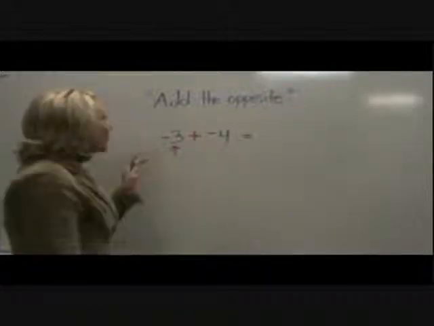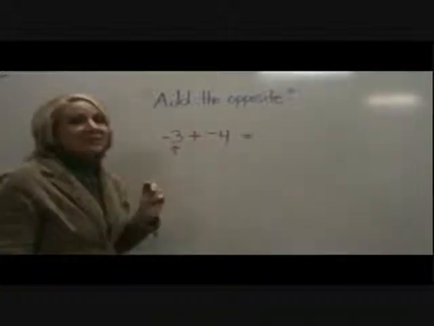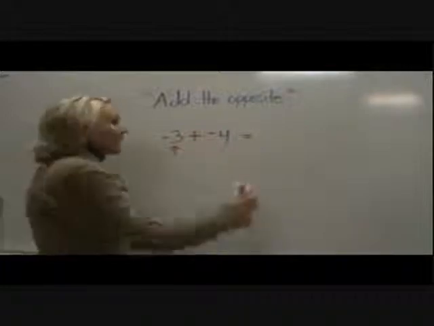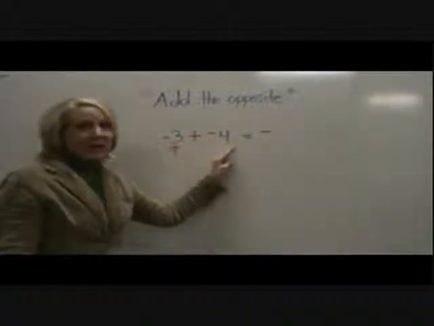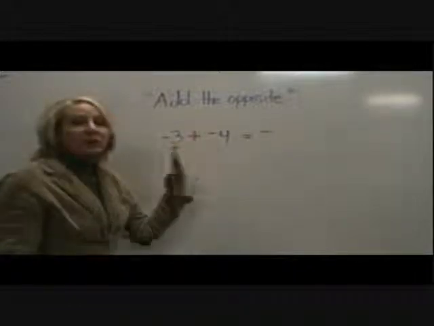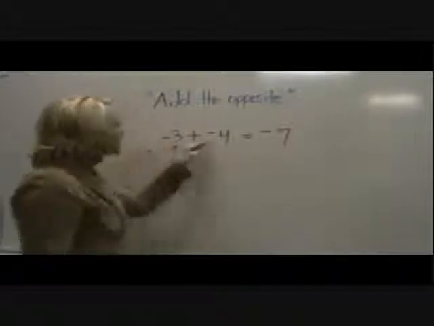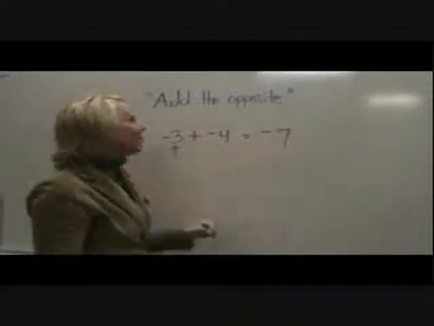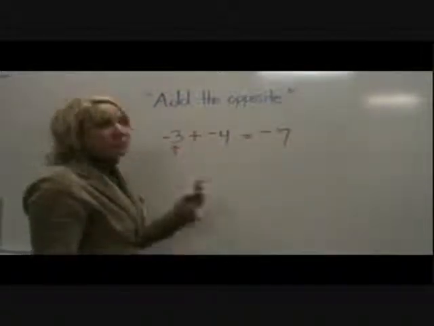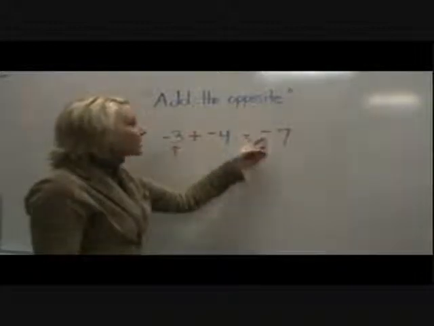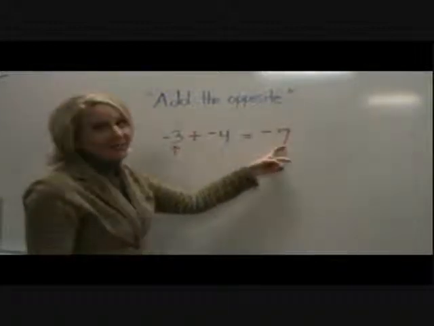What you do then is you fall back on your addition rules. And we know that when the two addends have the same sign, our answer will also have that sign. And then we simply add the absolute values. 3 plus 4, which gives us 7. And so our answer keeps the sign of our two addends, negative. We add the absolute values, 3 plus 4, which is 7. So our answer is negative 7.